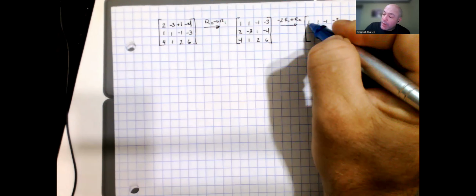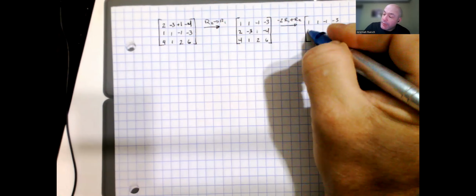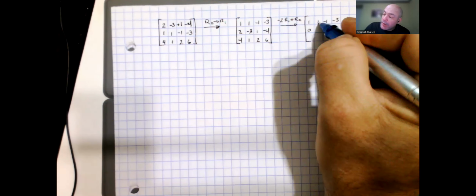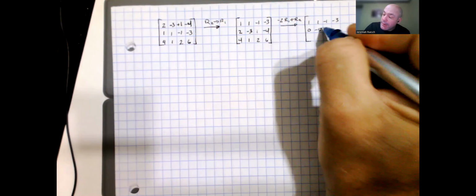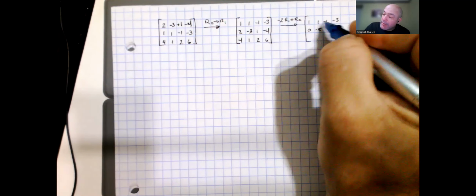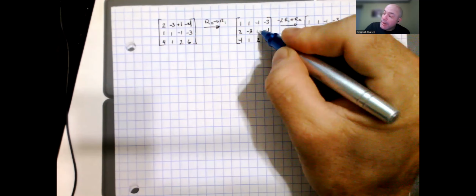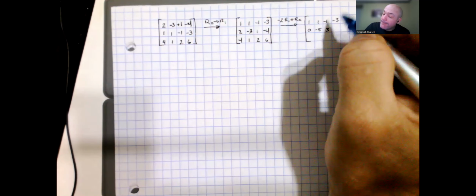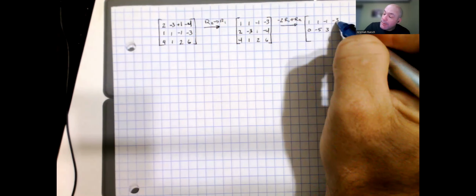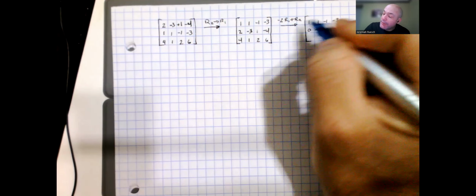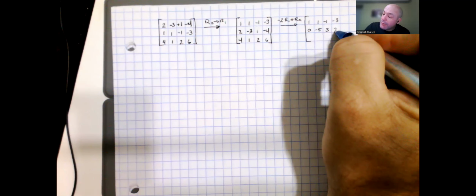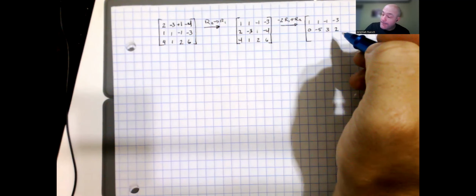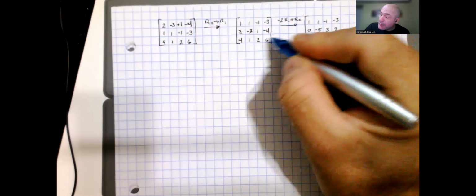So -2 times 1 gives me a -2, plus 2 is 0. -2 times 1 gives me a -2. Adding it to -3 makes that a -5. And then -2 times a -1 makes that a +2. Adding that to 1 gives me a 3. -2 times the -3 makes it a +6. 6 plus -4 makes that a +2.